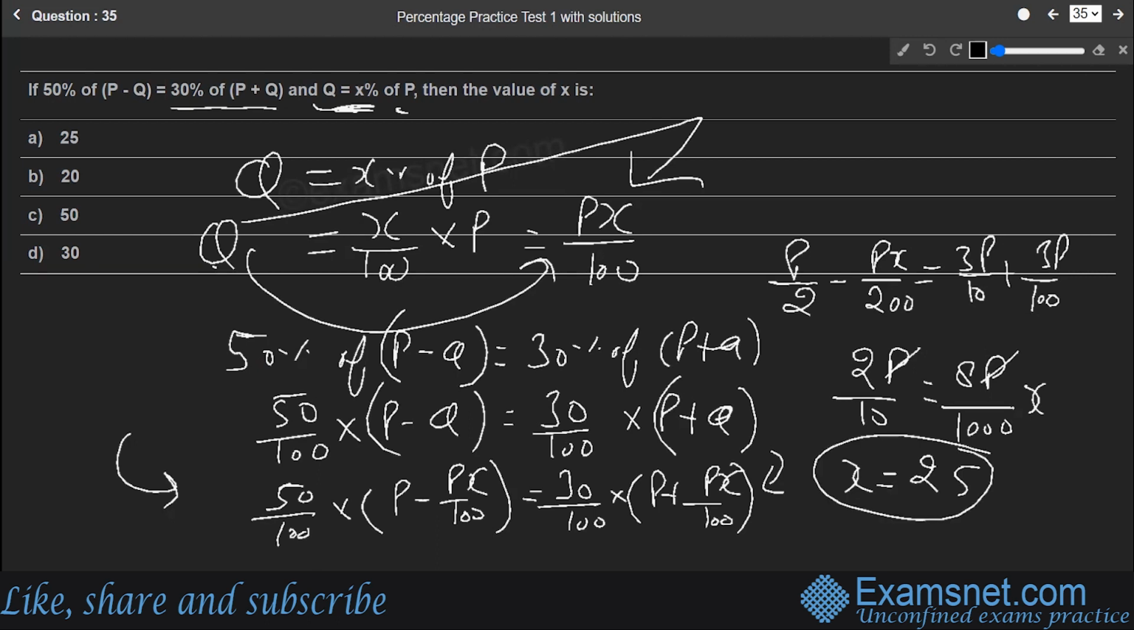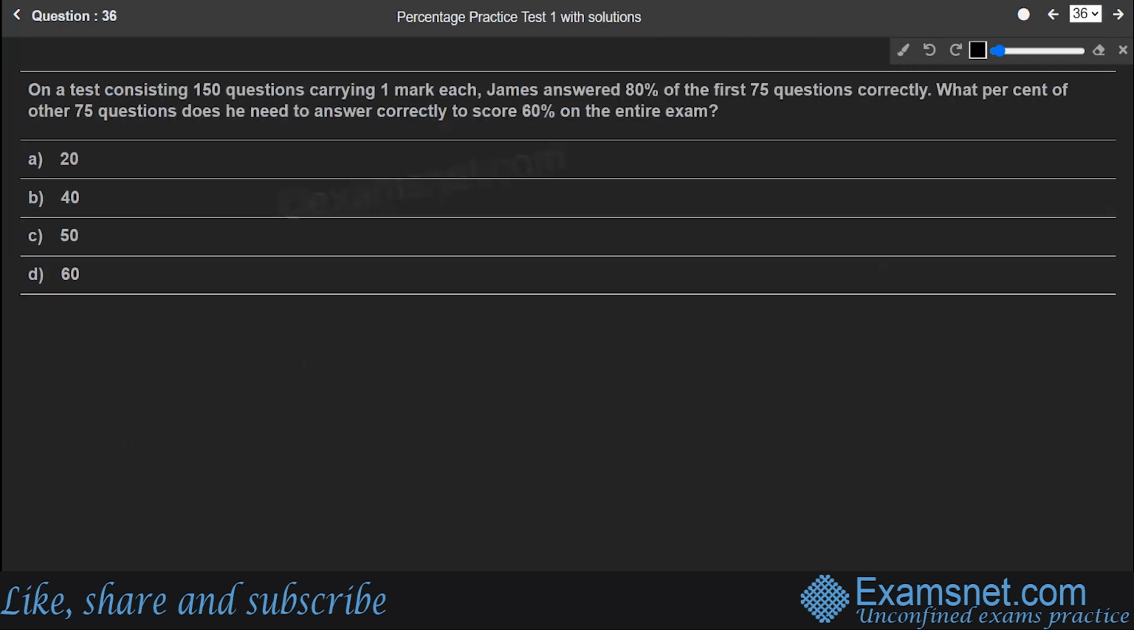Let's see where it is available in option number A, so that becomes the right answer. Then, on a test consisting of 150 questions carrying 1 mark each, James answered 80% of the first 75 questions correctly. What percent of the other 75 questions does he need to answer correctly to score 60% on the entire exam?